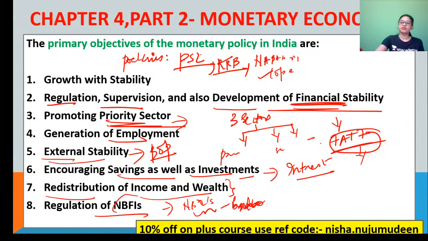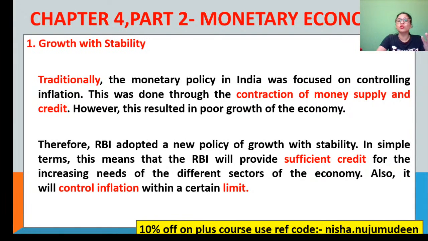Now, you can just go through. I have given in detail whatever I explained to you, the same thing, for your understanding in note format. You can go through growth with stability. How can you achieve that? That is contraction of money supply, reducing the availability of money supply and credit. You can ensure growth with stability. Traditionally, monetary policy wanted to control inflation.